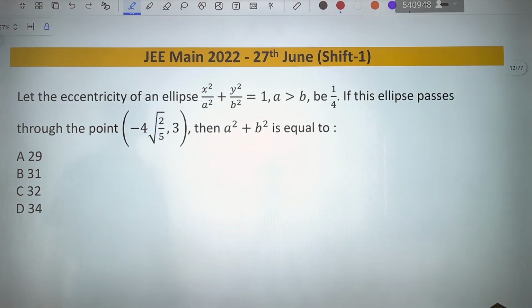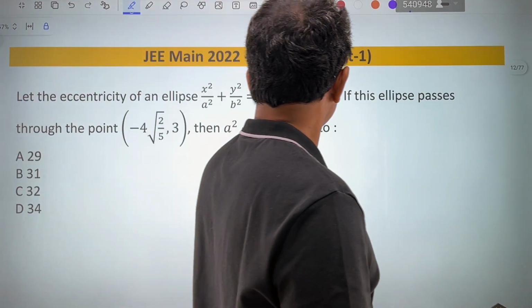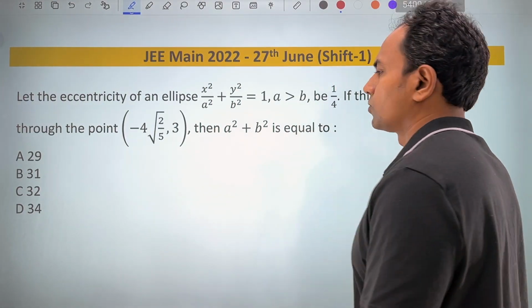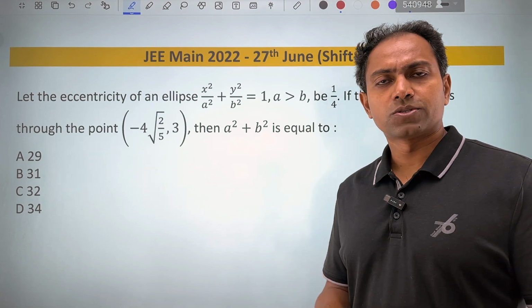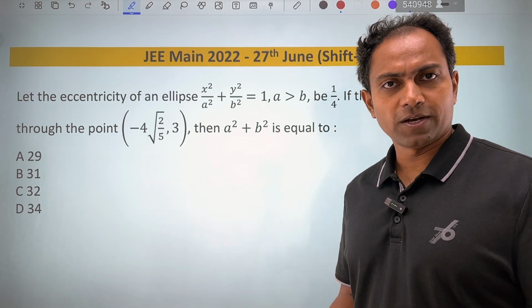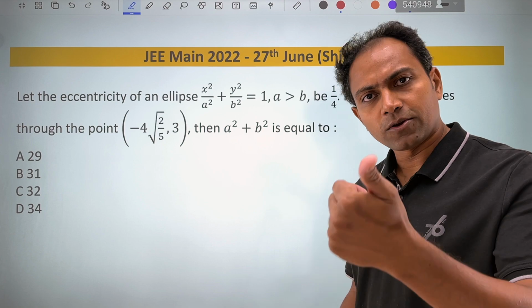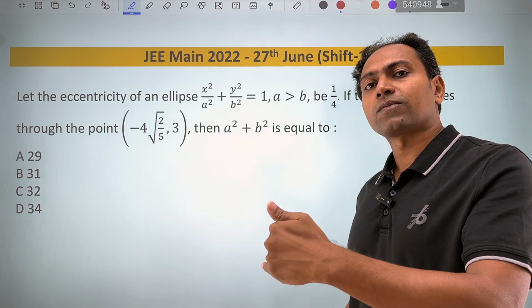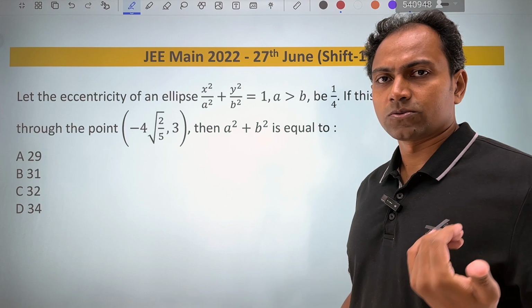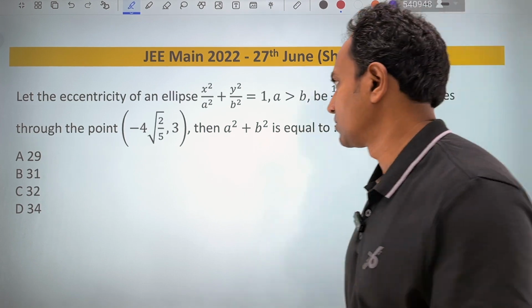In the 2022 question, they say that the eccentricity of this ellipse is 1 by 4. You can see that these are simple questions in which they are giving you two values or two conditions to figure out the value of a and b, and then some element of the ellipse or the equation of the ellipse, or using the equation of the ellipse they want us to check the points. So these are very simple questions based on two conditions.